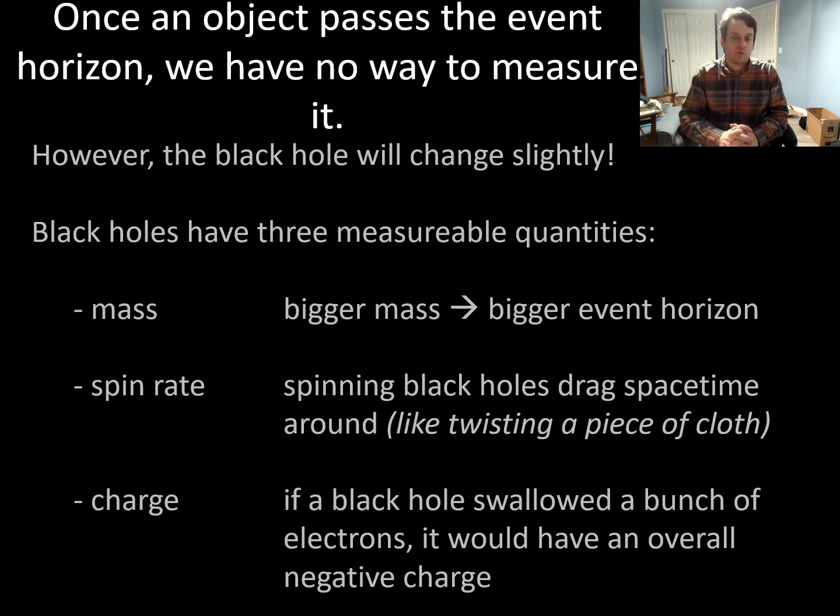And so the upshot here, or the take-home message, is that anything inside the event horizon is inaccessible to us. We can't get access to the information inside the event horizon. But the mass, the spin rate, and the charge affect the space-time and objects outside of the event horizon, and so we can access those bits of information.